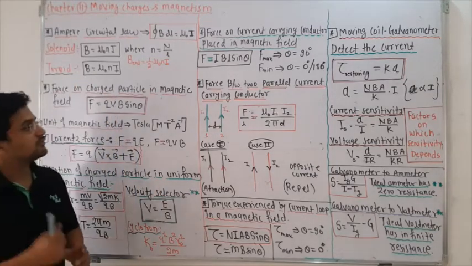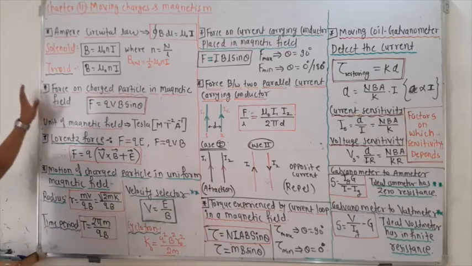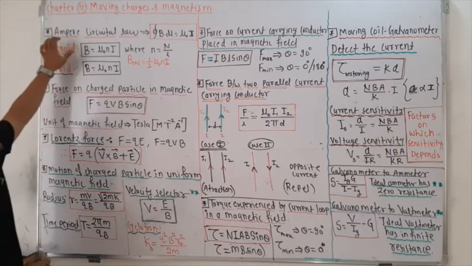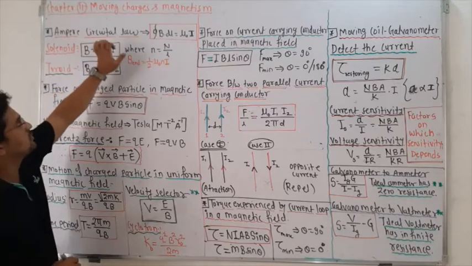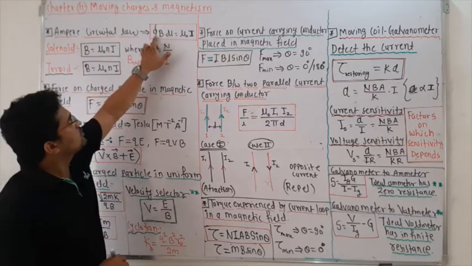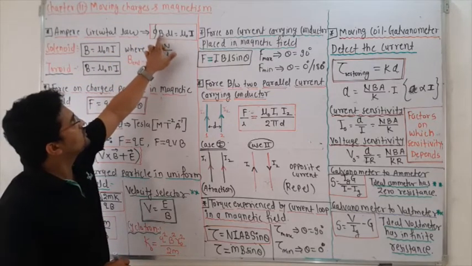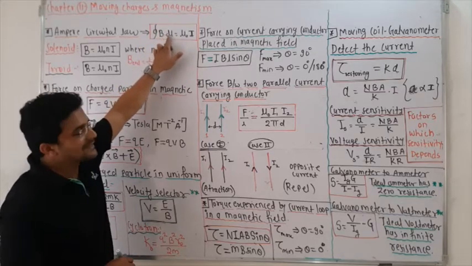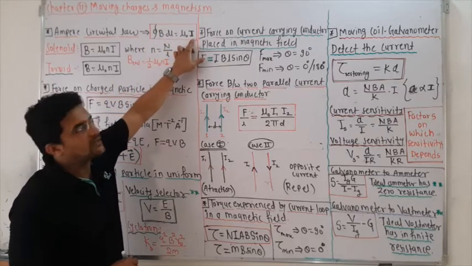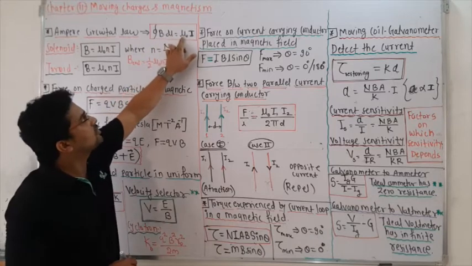Okay students, moving towards the next part of the moving charges and magnetism topic, we have Ampere's circuital law. Ampere's circuital law is defined as: the closed integral of the product of the magnetic field and the current element is equal to mu naught times I, or closed integral of B dot dl is equal to mu naught times I.